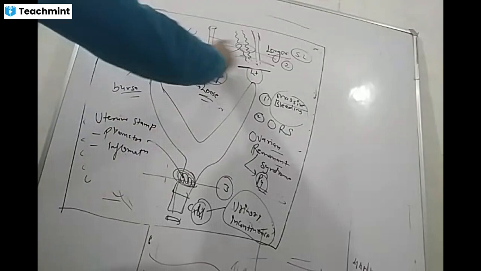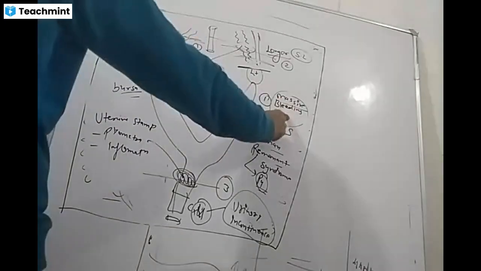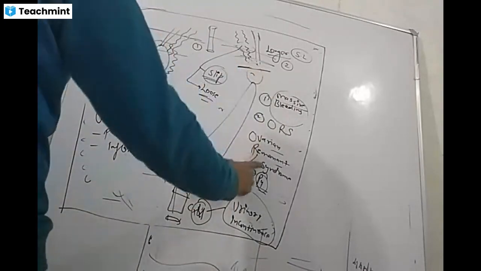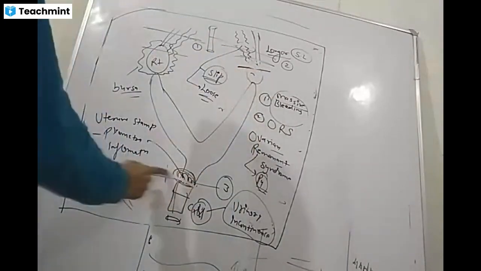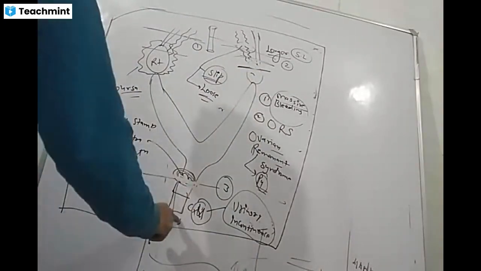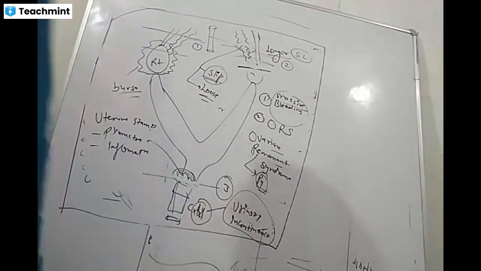First, bleeding, massive bleeding. Second, related to the ovary itself, ovarian remnant syndrome. Third is the uterine stump, pyometra. Fourth is urinary incontinence.